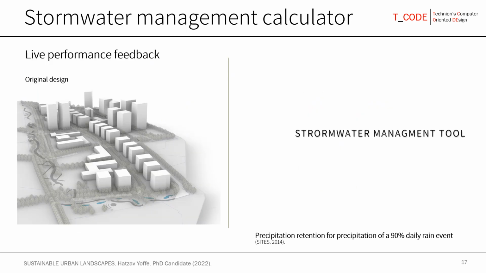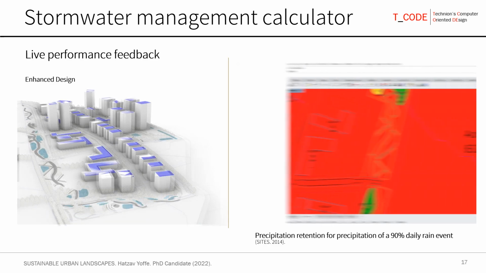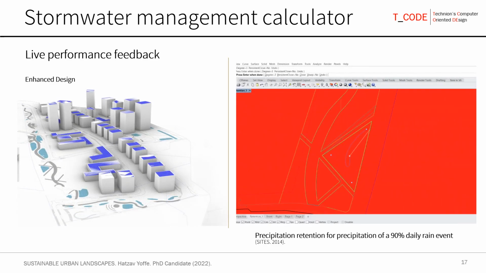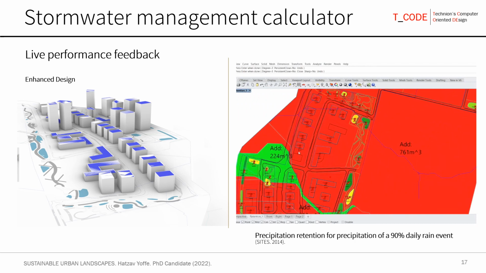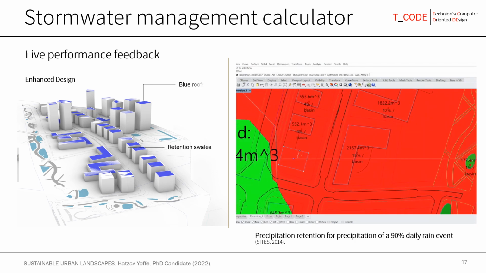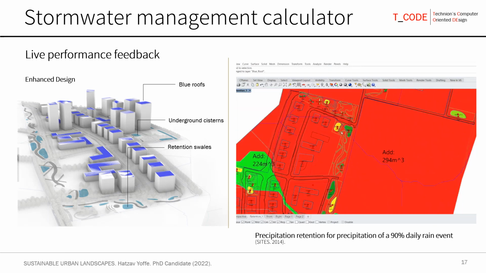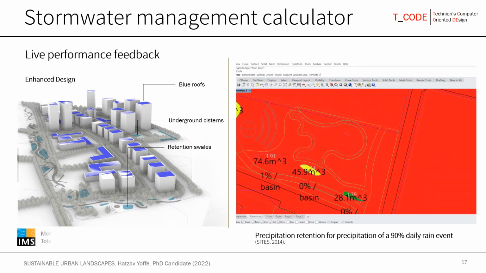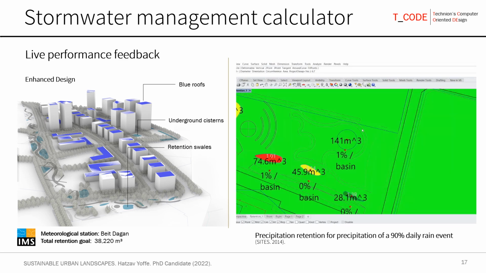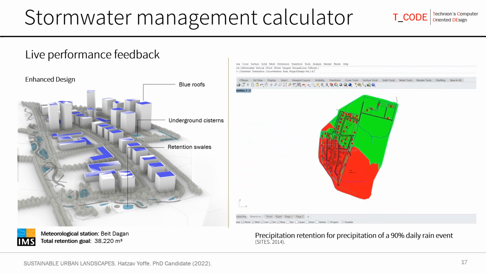In terms of stormwater management, we compared the original neighborhood design to an enhanced performance iteration. We added retention and catchment elements to achieve retention goals set for the design. The model calculated the retention volume needed based on local meteorological station precipitation data. In this example, we see that although we achieved the design's total catchment goal, the model indicated the southern neighborhood basin, the one in red, is underserved and basically prone to flooding.